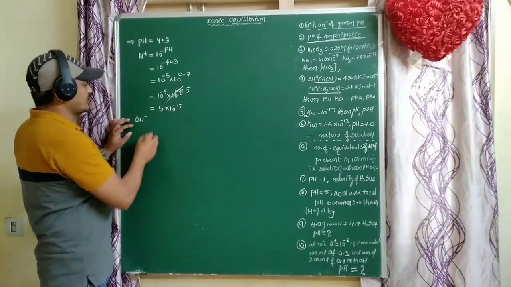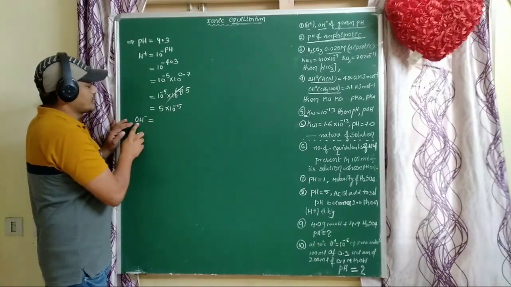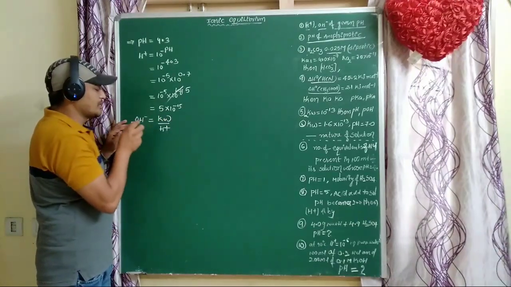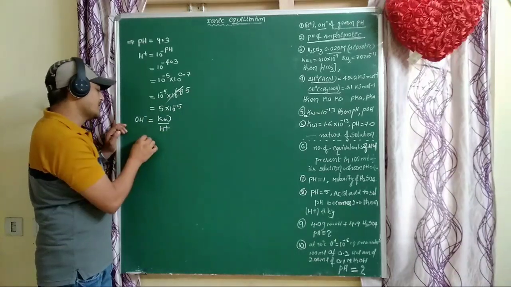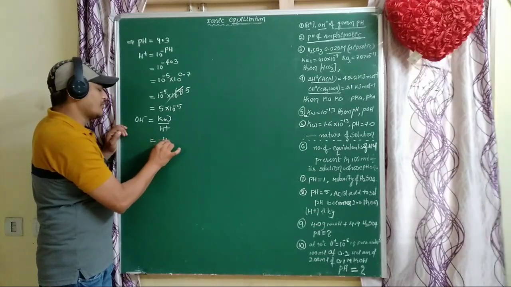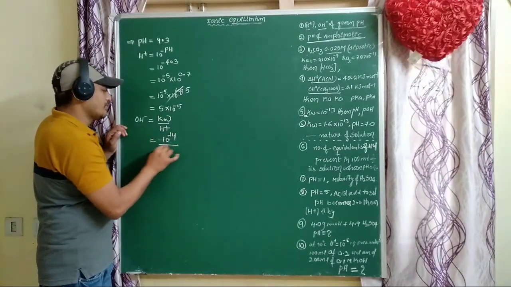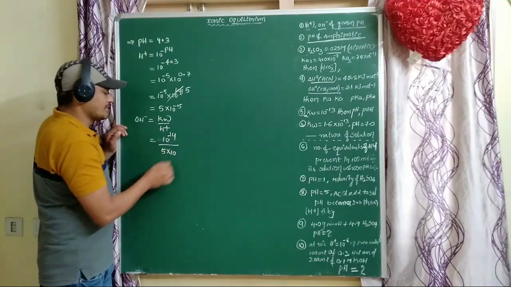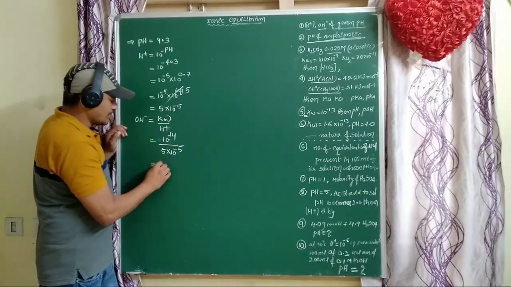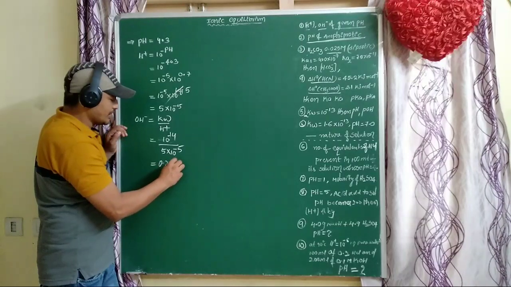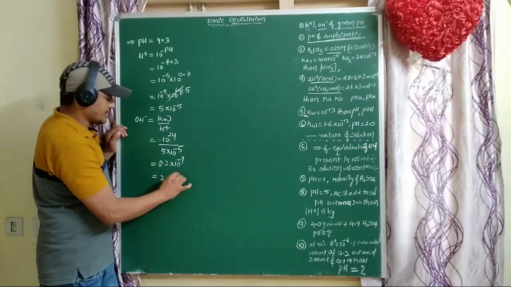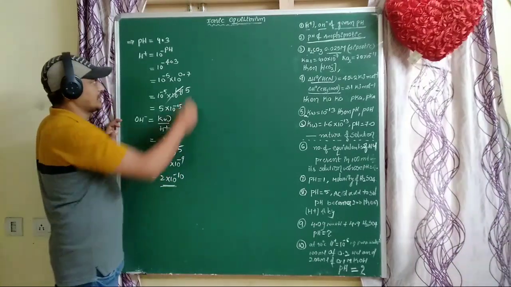What is the relation between these two? So OH minus equal to Kw by H plus. Here Kw equal to H plus concentration into OH minus. So that equal to 10 power minus 14 by 5 into 10 power minus 5. So that equal to 1 by 5, value 0.2 into 10 power minus 9. So that equal to 2 into 10 power minus 10. This is the OH minus concentration.